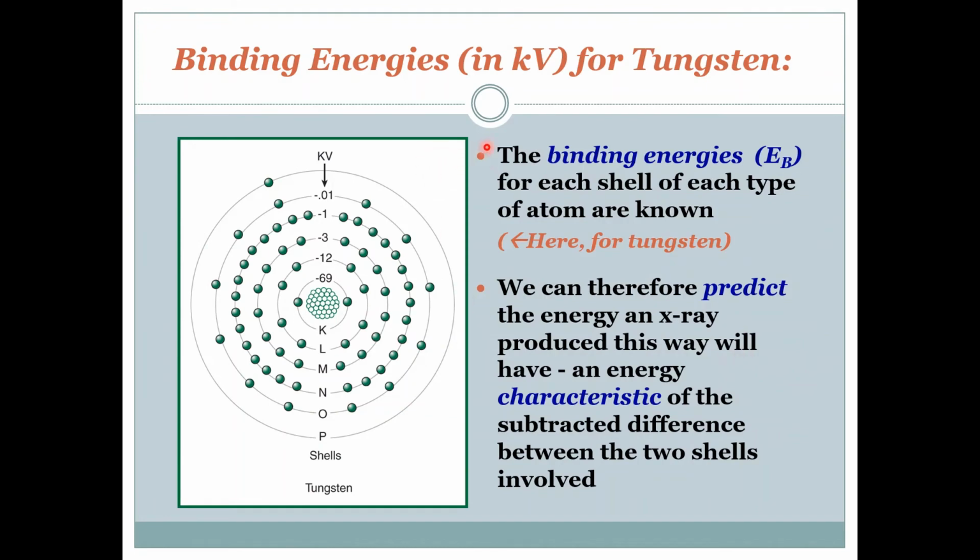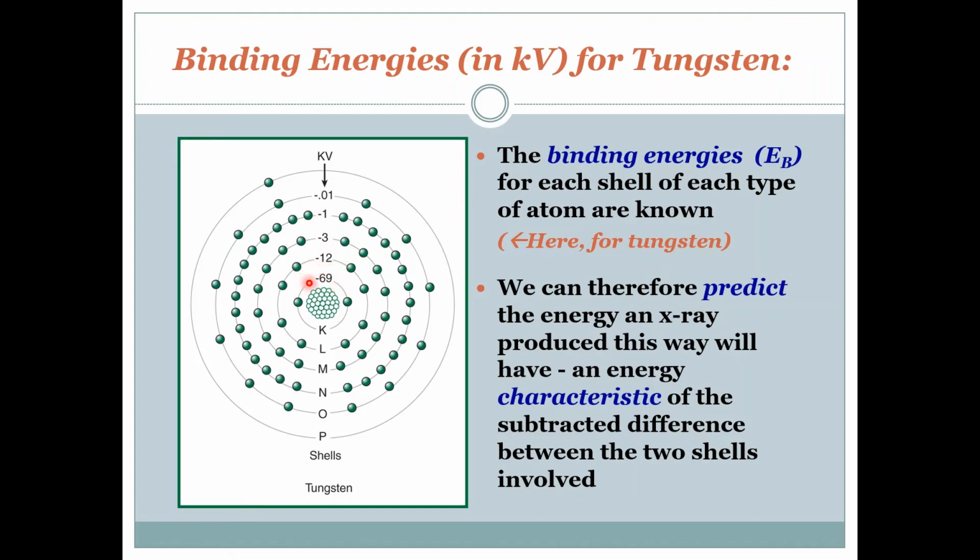So binding energies. The binding energy for each shell of each type of atom is known. Specifically, we care about tungsten. Why? Because our target material, the material our anode is made of, is tungsten. The K shell is the inner shell, and every shell from that is just in alphabetical order out. So K, L, M, N, O, and P. Again, this is the Niels Bohr model of an atom, with electrons arranged into shells by their energies.